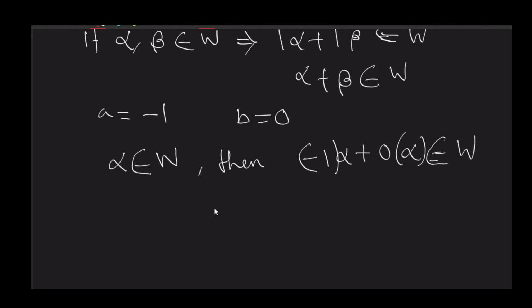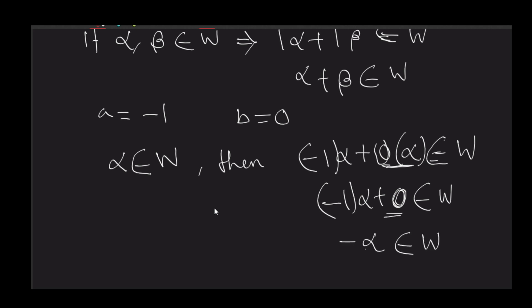And in following steps we can write. Now 0 being the additive identity, see there is a difference. This one is 0, a constant scalar with a vector alpha, and here it is not the scalar 0, rather it is the 0 vector. However, being the additive identity, what we are getting is that minus alpha belongs to W. So that implies the existence of additive inverse.